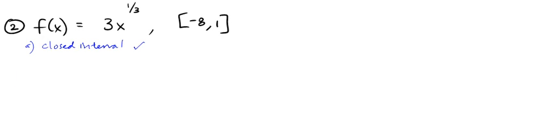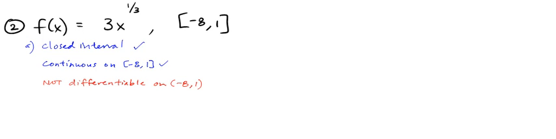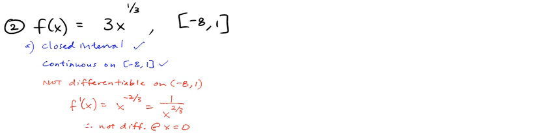First of all, this function is defined on a closed interval, so that satisfies the first condition that we need. The function's continuous on the given interval, so that satisfies the second condition. However, the function's not differentiable on -8, 1, and here's why. The function's not differentiable at 0. If you were to take the function's derivative, you would get x to the -2/3, which is 1 over x to the 2/3. And so that function is not defined when x is 0.